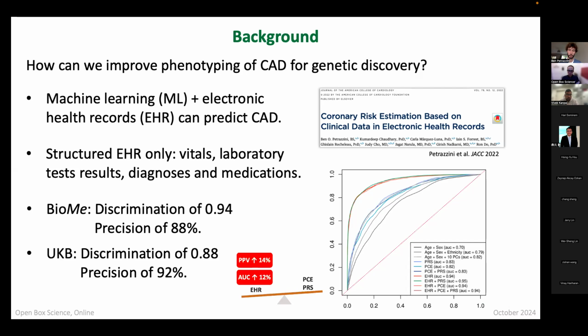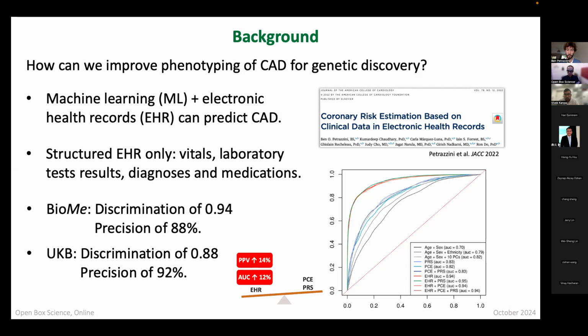We compared the performance of our machine learning tool to widely used risk prediction methods such as the pooled cohort equation and also, under investigation, polygenic risk scores. And we demonstrated that the machine learning based tool could improve prediction by 12% in terms of AUC and 14% in terms of precision. So very good performance, and I think it's a reason to believe that machine learning can find signs of disease biology in the EHR of our cohorts, and so a way to capture disease biology for CAD in particular.